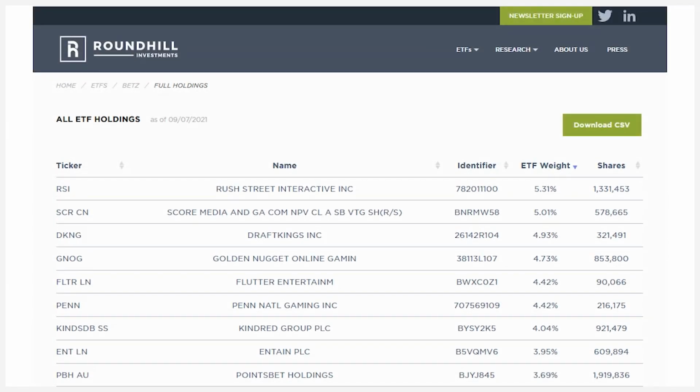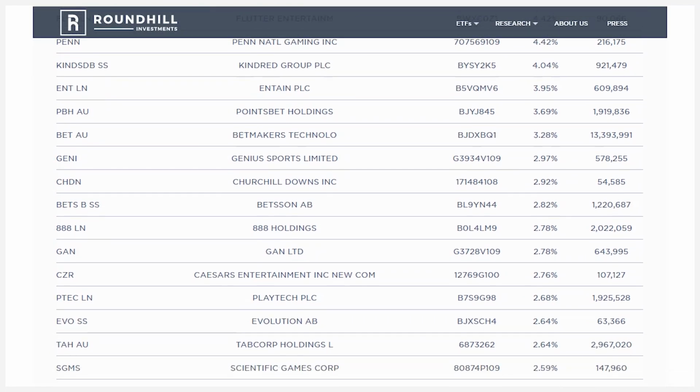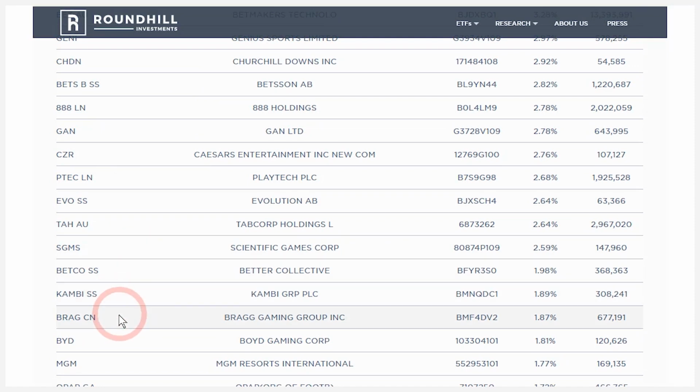So here I am on the fund family website, and right away you can see that there are some non-US holdings for this ETF. You can see the tickers over on the left. So the normal RSI ticker, DKNG, GNOG, those are US holdings, but this one is going to be Canadian, I would guess. We've got another foreign holding here and another one here. So just in that top group, we've got 5 non-US holdings. Now that's not a problem, it's just something you need to be aware of. And if we scroll down, we can see more non-US holdings.